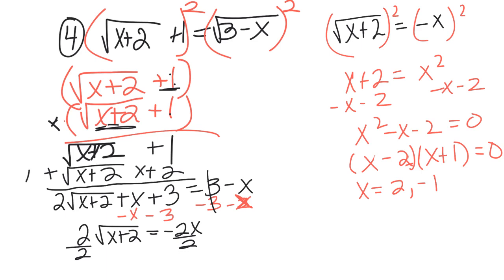So you can see these ones are a little bit more complicated. This is the part here where you really have to pay attention. Be careful when you're multiplying out that binomial. And then we still have to check extraneous.